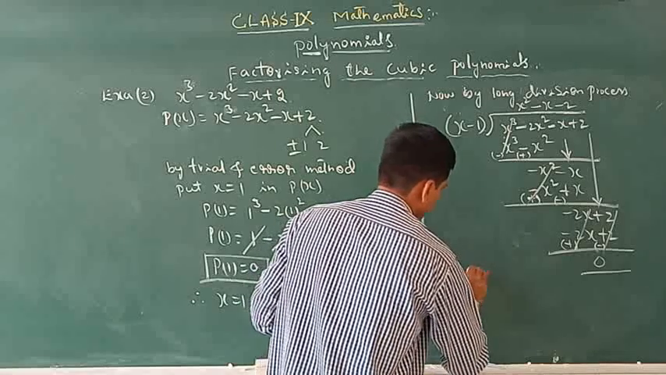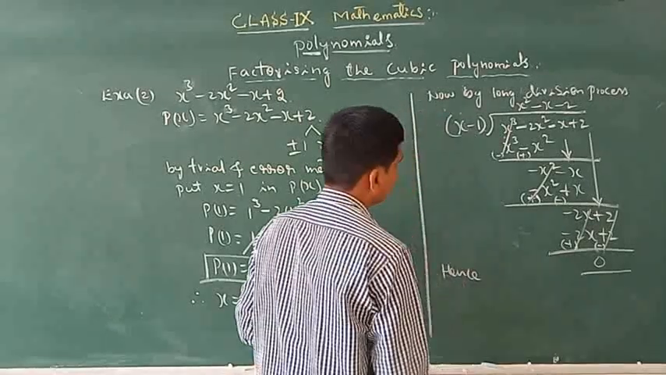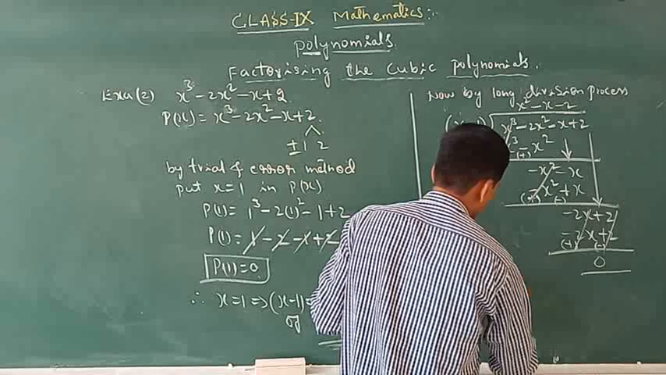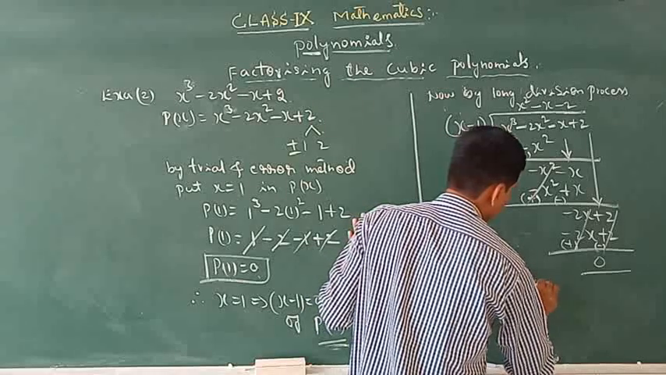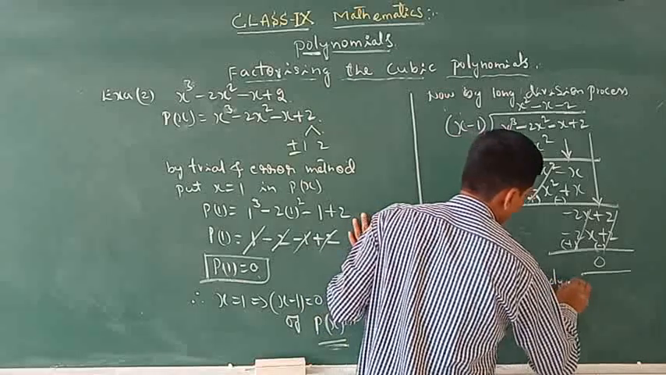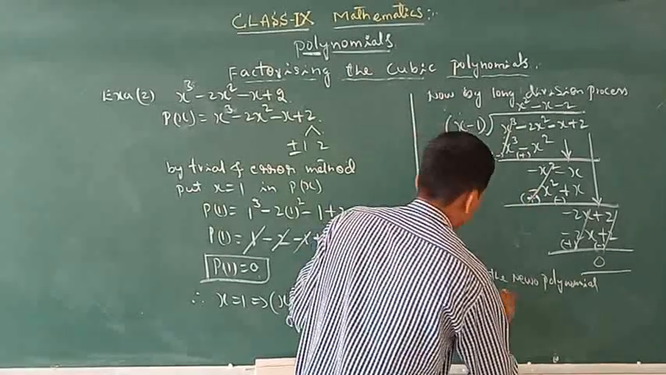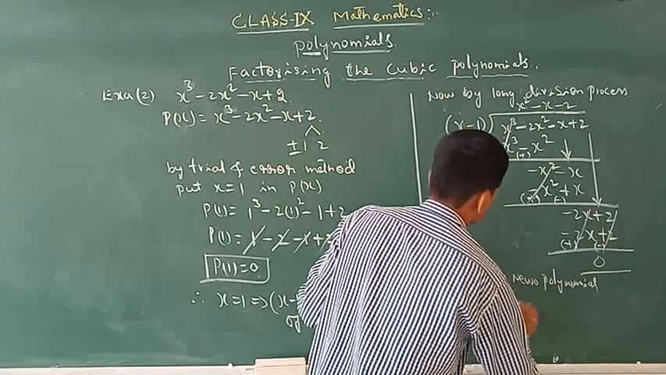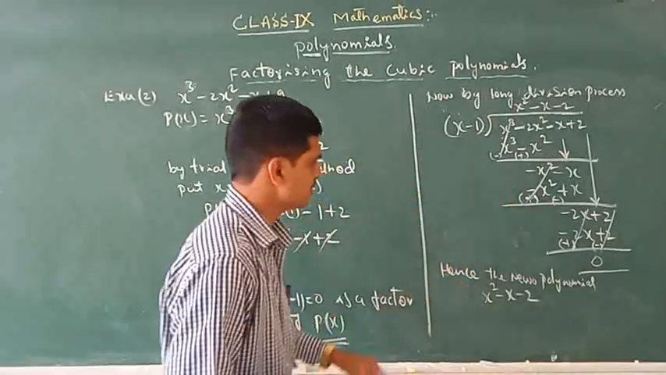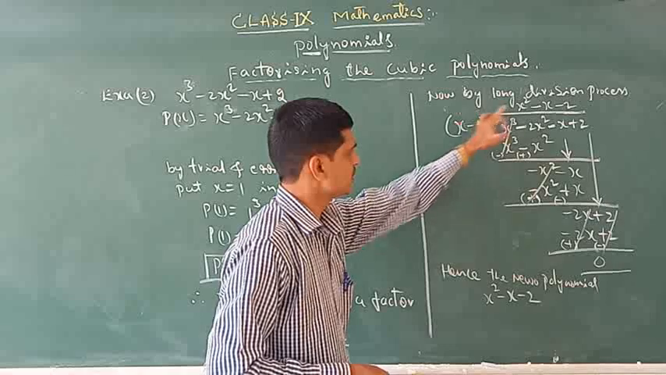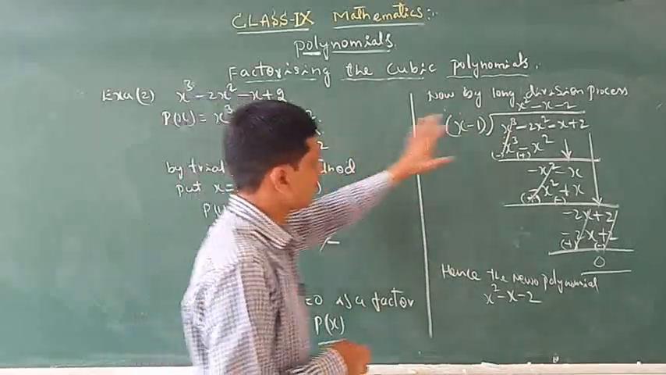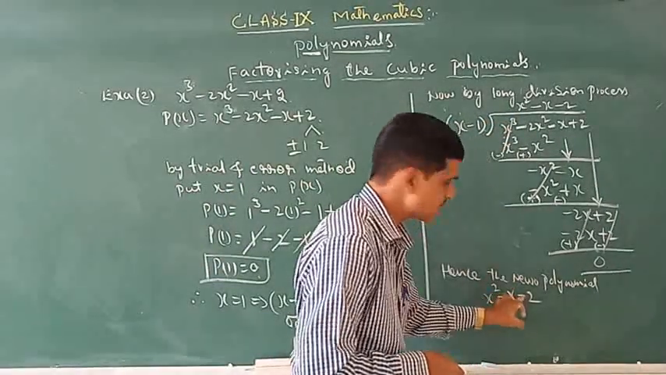Hence the new polynomial, the quotient, is x square minus x minus 2. It is another factor of this polynomial. These are the two factors of this polynomial. Now consider the factors of this new polynomial.